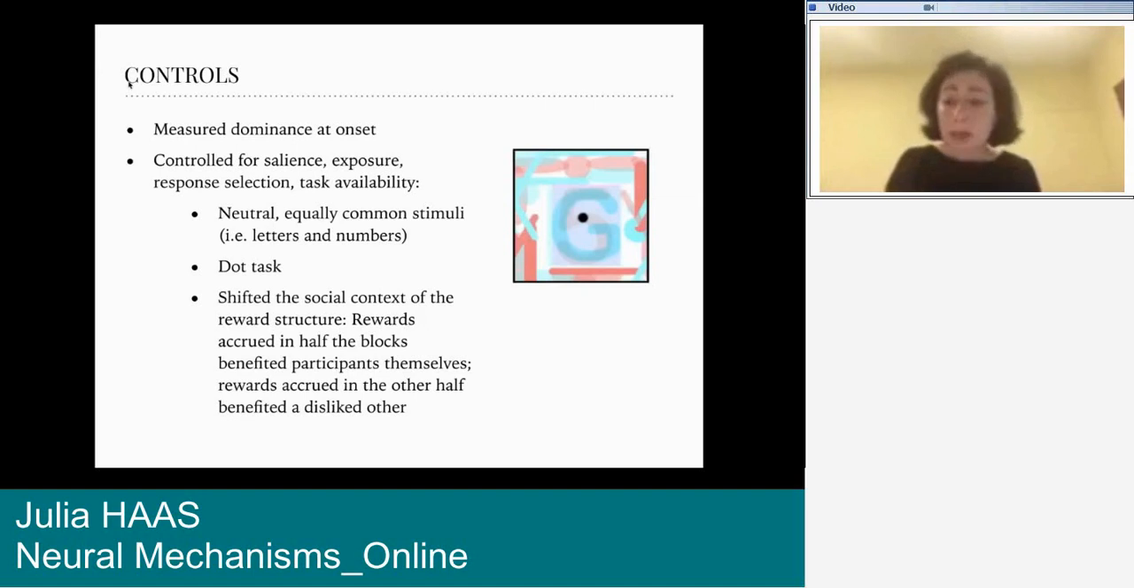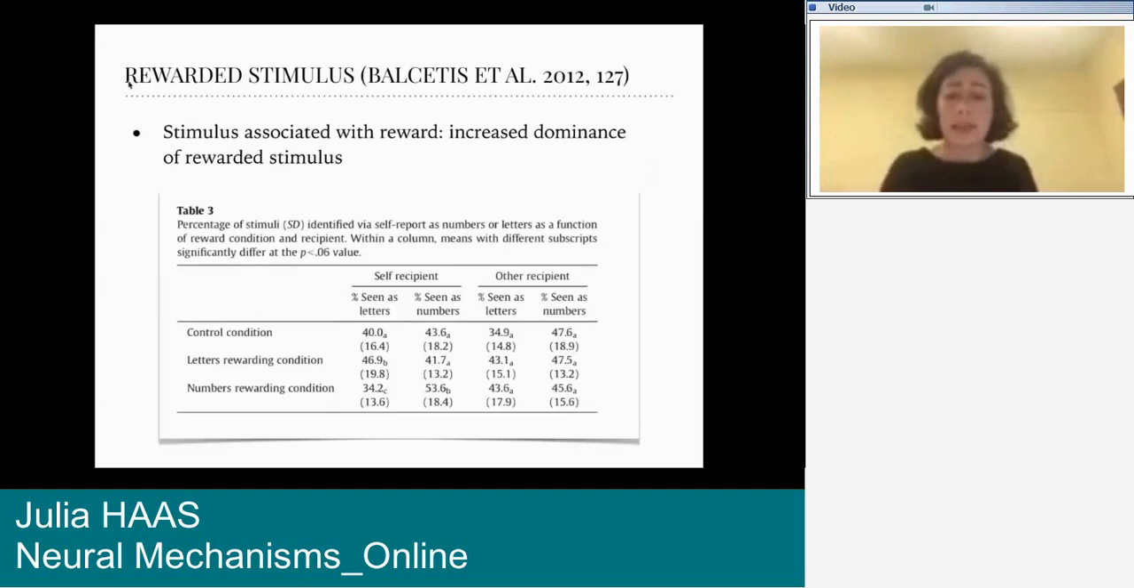Conversely, if it was reward that was driving perceptual dominance, then there would be dominance in the first half, where the participants were rewarded, but not in the second half, where they were rewarding the disliked other. And that's in fact what they found, right? So here what we see in the study is that when letters were rewarded, they were perceptually dominant. When numbers were rewarded, they were perceptually dominant. But we see that this effect only holds when the participant herself or himself is rewarded, and this effect goes away immediately when the money goes to a disliked other, right? So we have our first piece of evidence that reward plays a role in perceptual dominance in binocular rivalry.